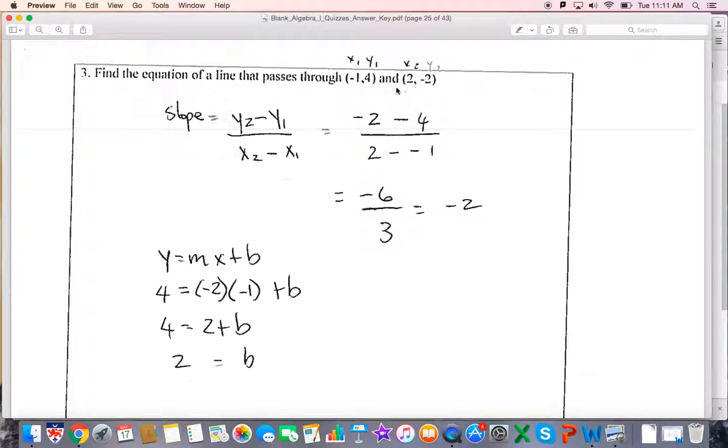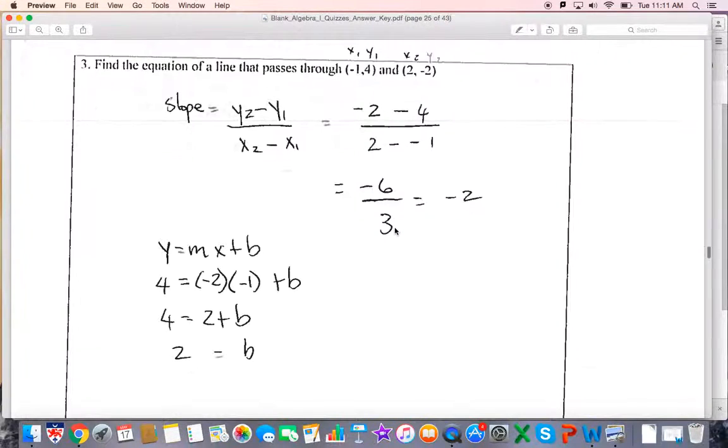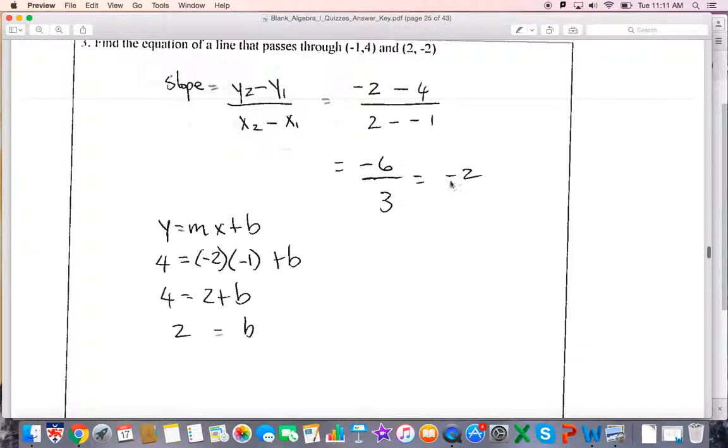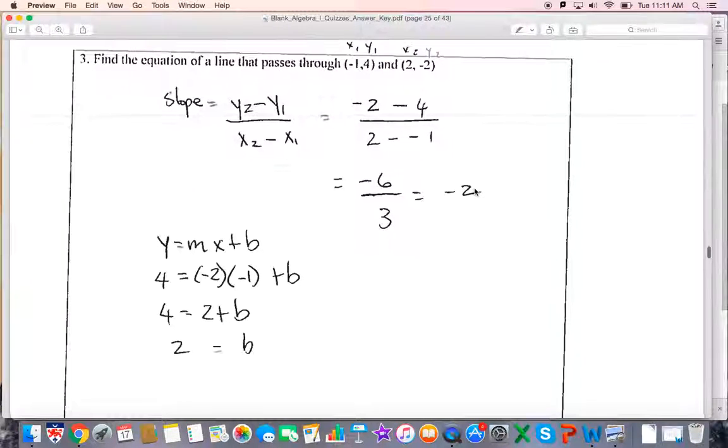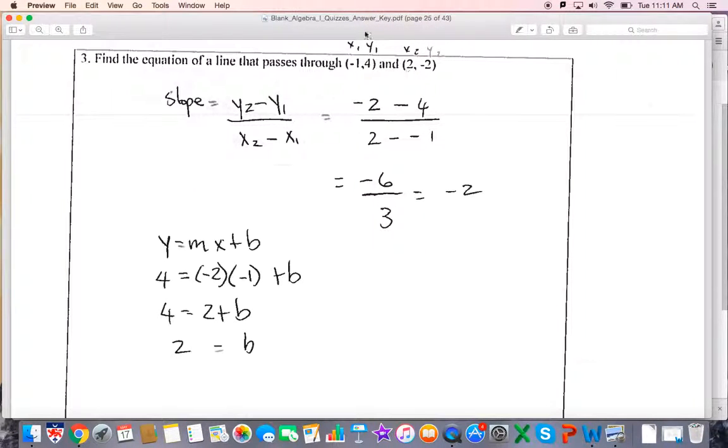And be very careful not to mix up the values. Let's make sure I didn't. So negative 2 minus 4 gives you y2 minus y1. 2 minus negative 1. Okay, so it looks good. And so we found that our slope is negative 2. Now, I can go ahead and pick either point. I can pick either this point or this point and substitute into y equals mx plus b in order to figure out what my y-intercept is. It doesn't matter which one you choose.